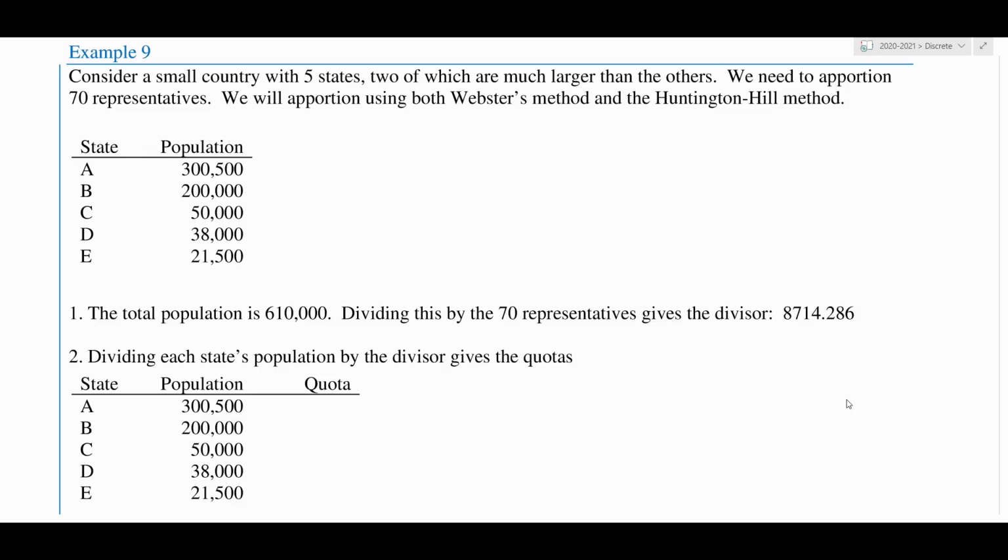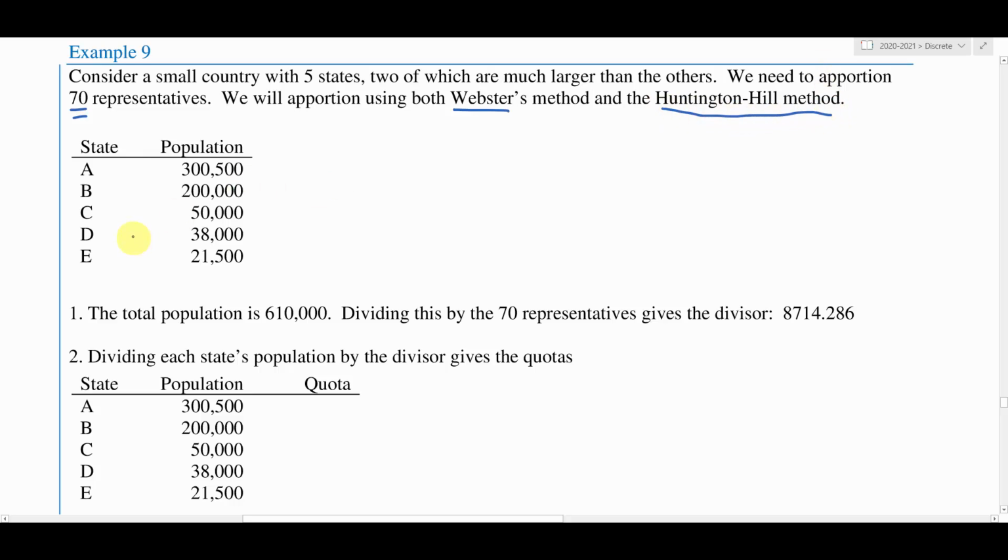Alright, so we're going to start here with example 9. We've got a small country with 5 states, 2 of which are much larger than the others. So we have 2 states that are considered high population states and the rest which are considered low population states. We're going to apportion 70 representatives using both Webster's method and Huntington Hill.